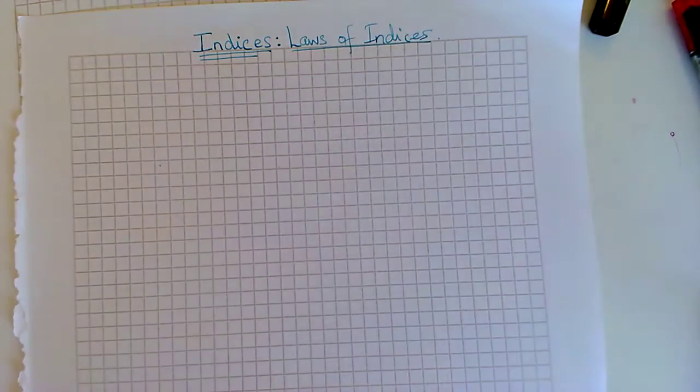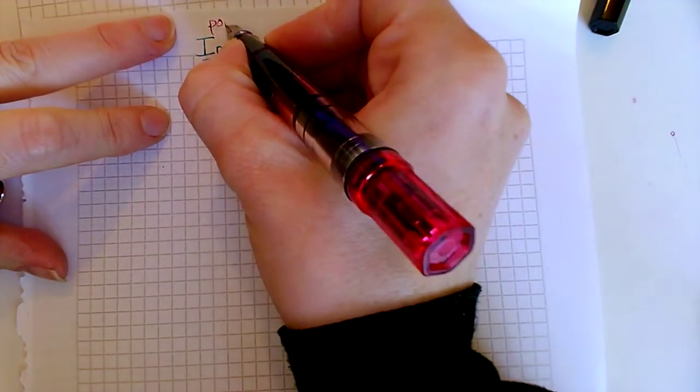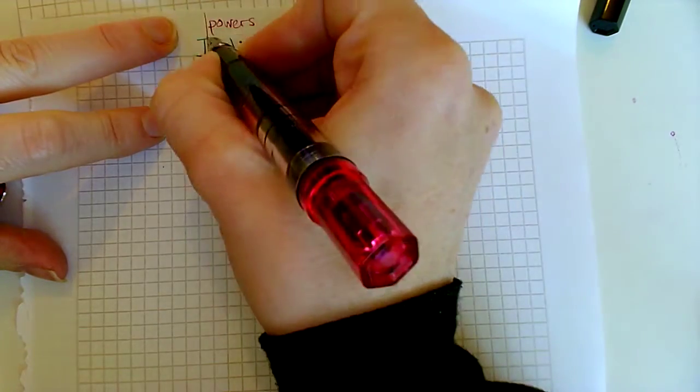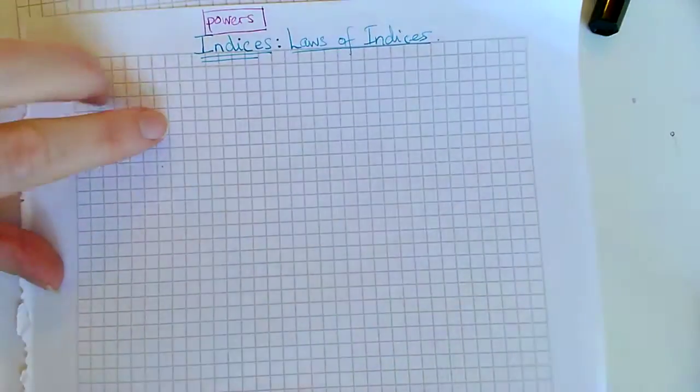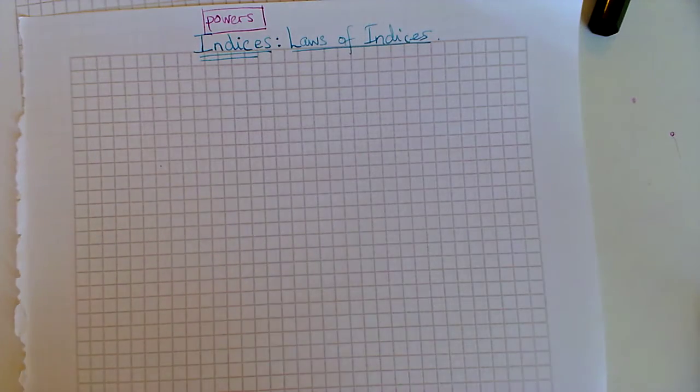Now we're going to start a new topic, which is indices, and indices, of course, is just another word for powers. It's the fancy word for powers. So one index, two indices, and we're going to start by going over laws of indices. The first three laws, you've actually used them before, even though you possibly don't realize that you have.